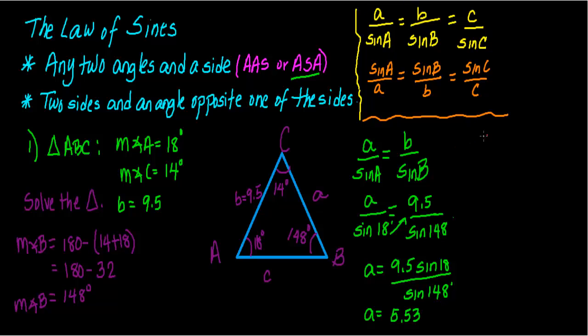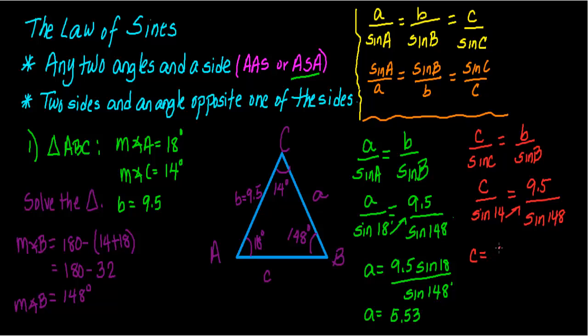For C, I'm going to write C over sine of C equal to B over sine of B. Okay, I like to use the original values if possible so that they're more precise. I don't like to use the values that I find because I've truncated these answers. So this is not a precise answer, okay? So C over sine of angle C, which is the sine of 14 degrees, has to be equal to B, which is 9.5, over the sine of 148. Again, cross multiply, and C will equal 9.5 times the sine of 14 degrees divided by the sine of 148. And that gives you C equal to 4.33.